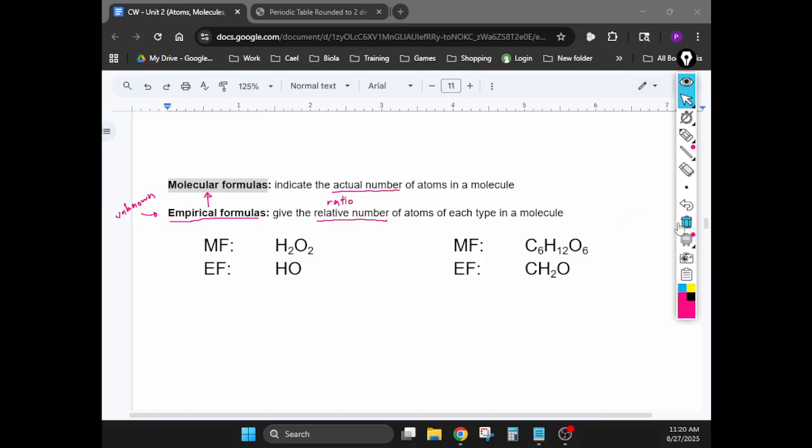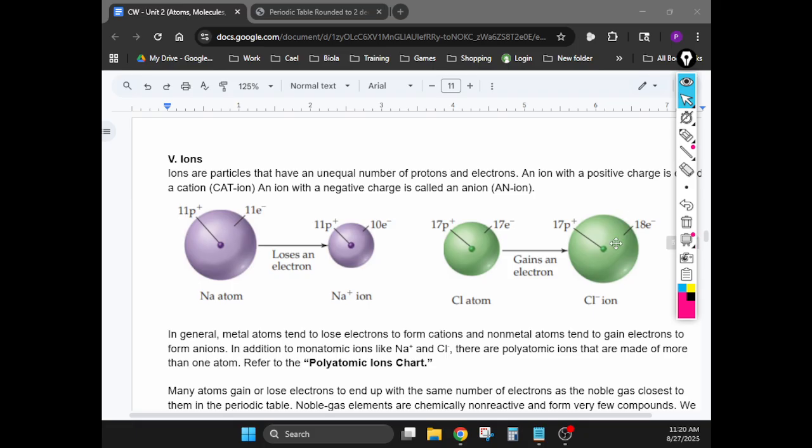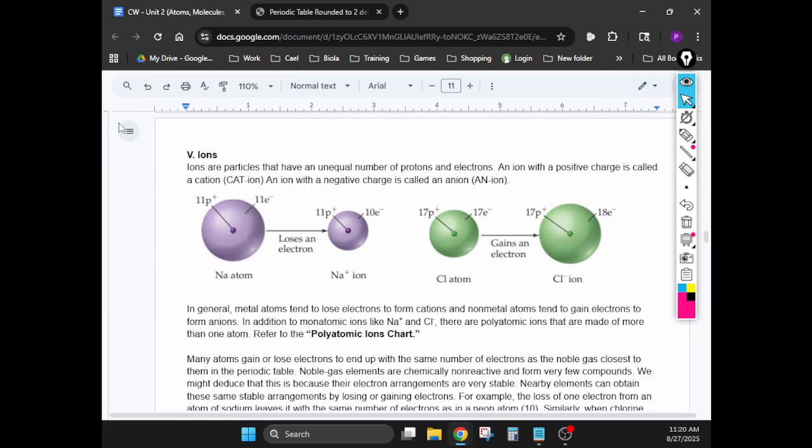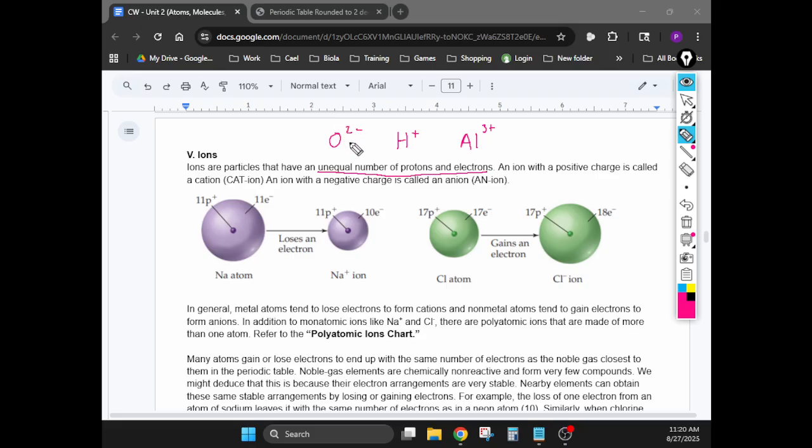We're going to move on to ions. We talked a little bit about ions earlier, talking about charges, but ions are basically when an atom has an unequal number of protons and electrons. Basically they're elements that have a charge. You're probably familiar with these. An example would be O2 minus, H plus, Al3 plus, and so on and so forth. If you have something on the top right, it tells you that there's an unequal number of protons and electrons.